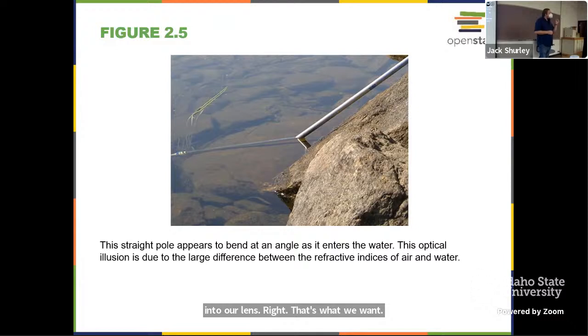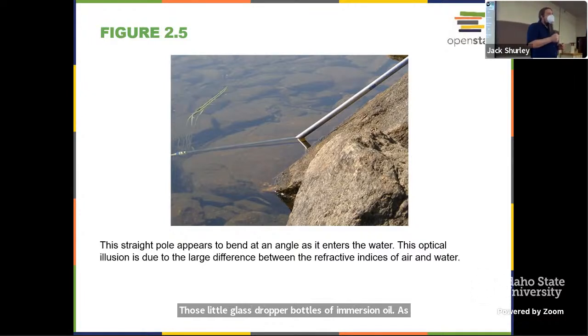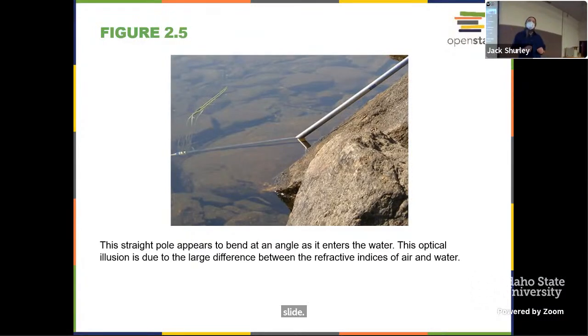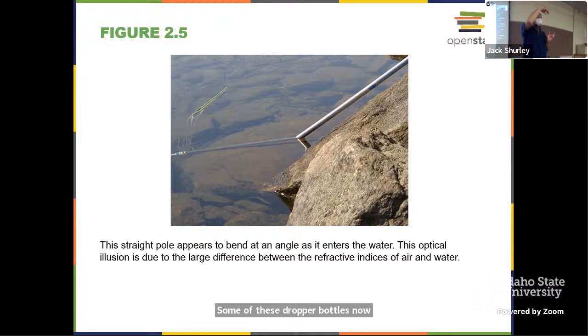Those little glass dropper bottles of immersion oil, as you unscrew the lid, they have a glass rod that will have a drop of oil on it that you touch onto your slide, all right? Some of these dropper bottles, nice and clear glass, as you go to put the dropper back into the oil, you can see the glass rod, you can see it plain as day.